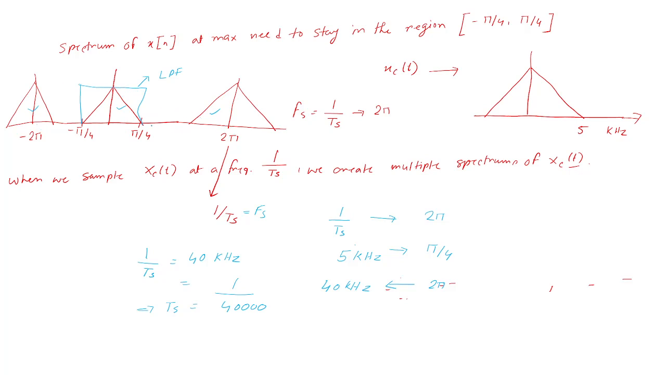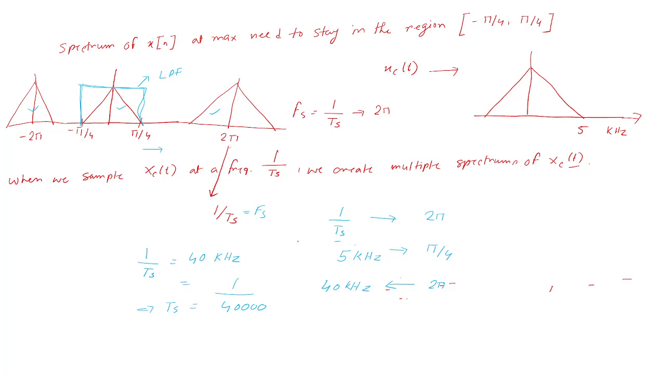So the spectrum of this sampled signal xn at most can stay between minus pi by 4 to pi by 4 if it is willing to protect all the frequency components, because the moment it goes beyond pi by 4, the low pass filter, which is denoted as this blue rectangular box in this image, is going to cut off the frequency component. So whatever the sampling rate, the spectrum of xn should stay between minus pi by 4 to pi by 4. Now the 2 pi here corresponds to 1 over Ts, the sampling frequency.